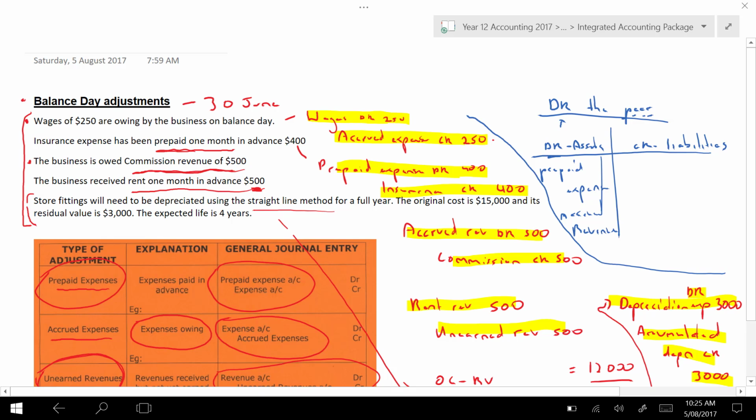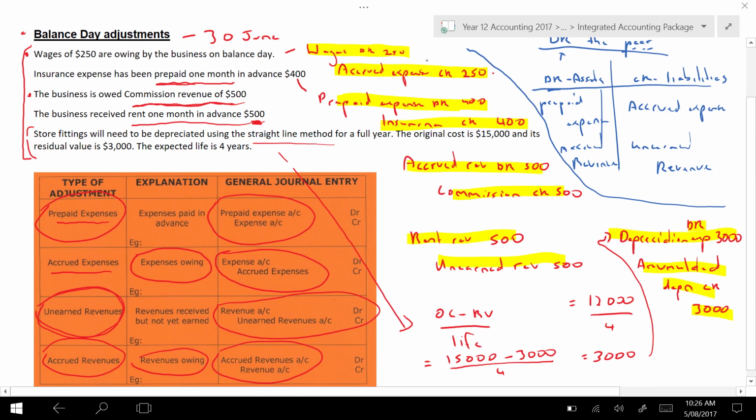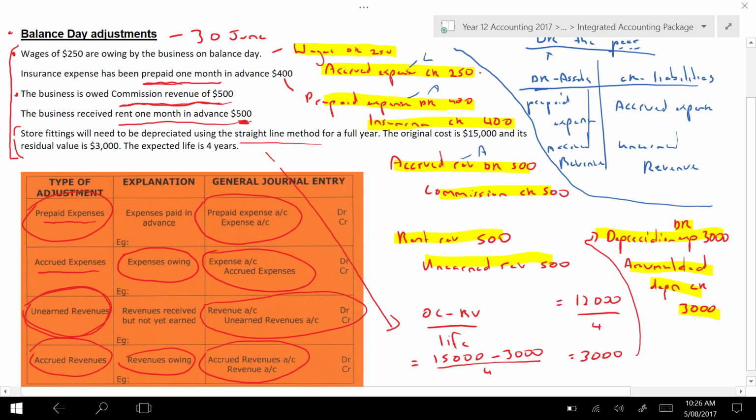What's left over? We have our accrued expense and our unearned revenue. Therefore, in this example here, accrued expense, this will be a liability. Prepaid expense is an asset. Accrued revenue is an asset. Unearned revenue is a liability.